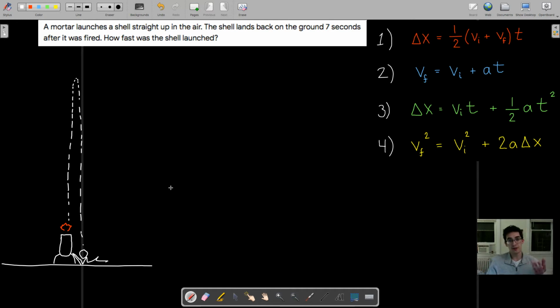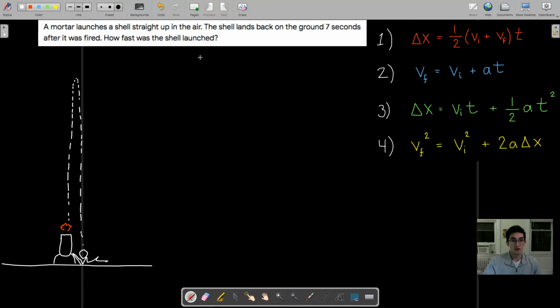So let's assume that the shell lands at the same height that it was launched at. That's a fair assumption in this problem, okay? The mortar can't be that big. So we know that our initial position is equal to our final position over the course of the whole path of the mortar shell, okay?